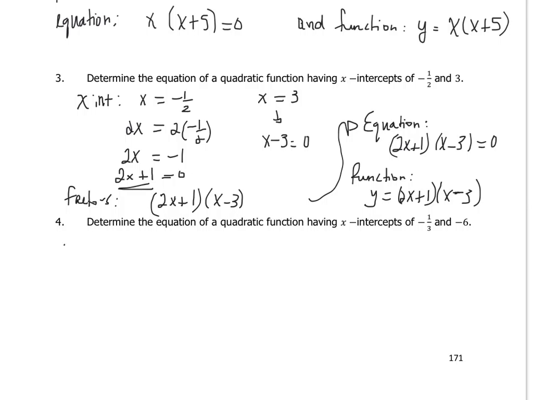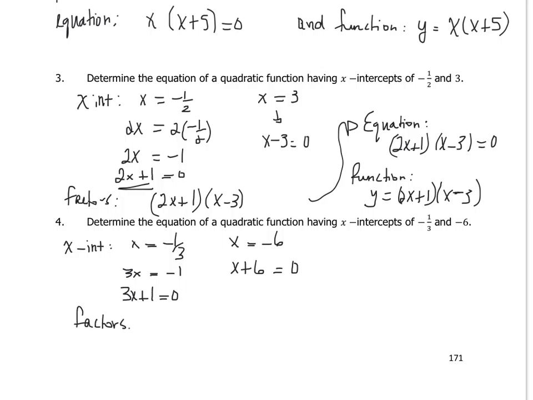Number 4 says the x-intercepts are x equals negative a third and x equals negative 6. So if you multiply both sides by 3 here to get rid of the fraction, you'd end up with 3x equals negative 1, and then 3x plus 1 would be 0. And this one here, if you brought that 6 over to the other side, negative 6 would be x plus 6 is 0. So that would mean your factors would be 3x plus 1 and x plus 6.